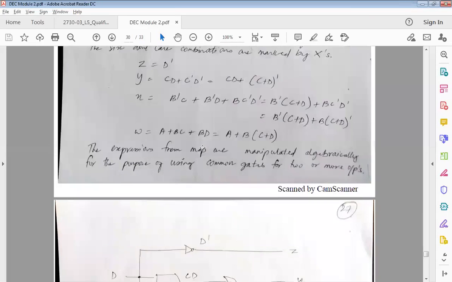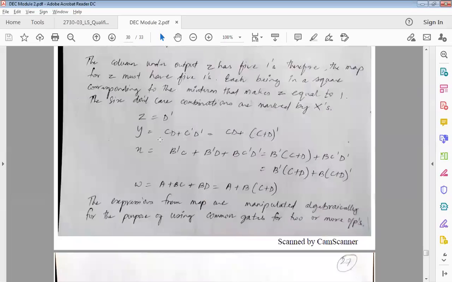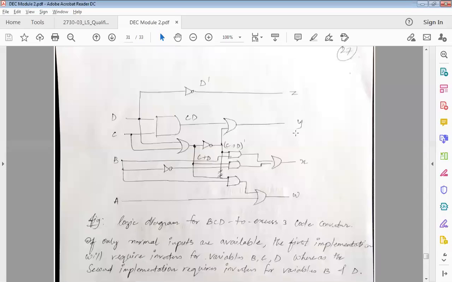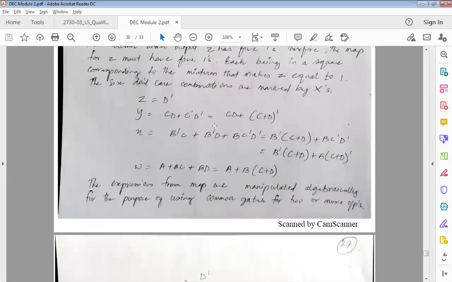And now let us see another one. Y is equal to CD plus C bar D bar, right? So Y is equal to CD plus, and then I convert them, C bar plus D bar, whole bar. So this is my optimized equation. This is De Morgan's theorem. I used De Morgan's theorem here. So I put a bar, and then I converted multiplication to addition and took a whole bar.